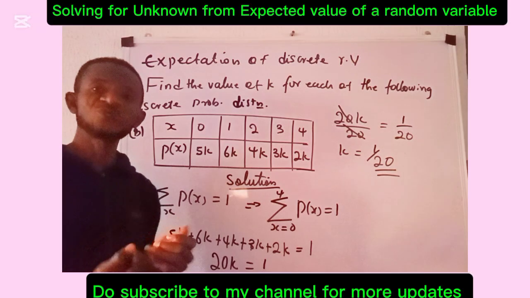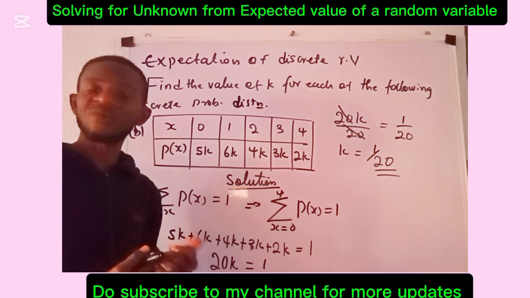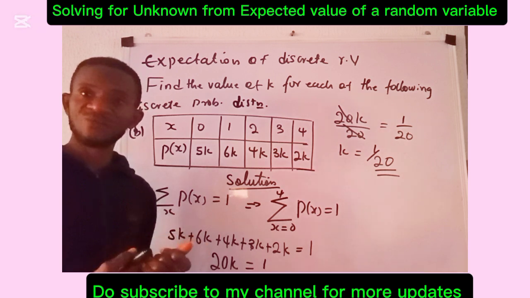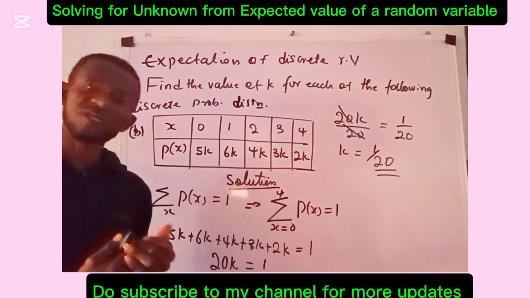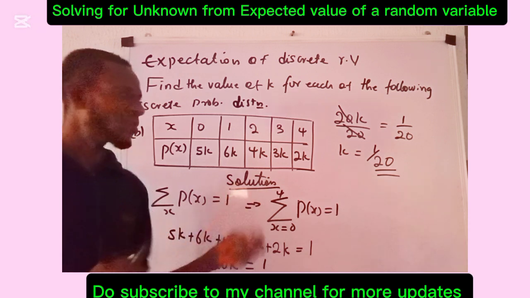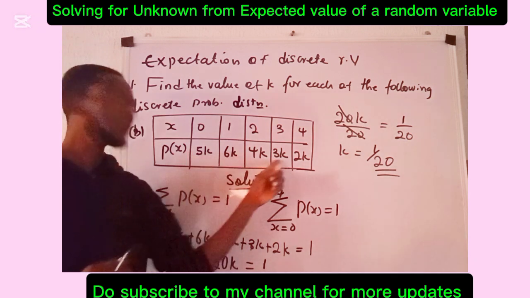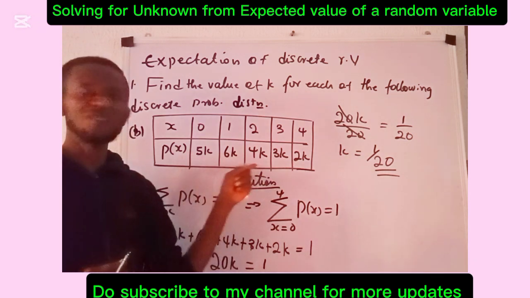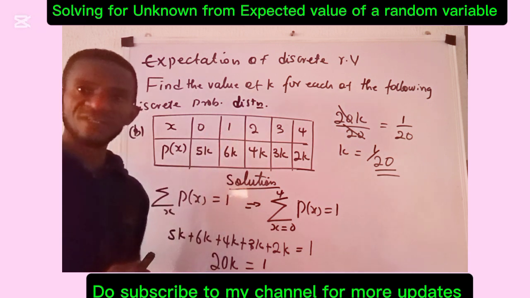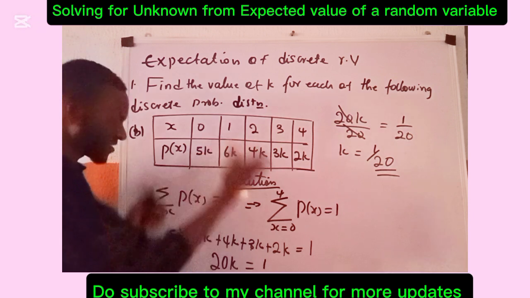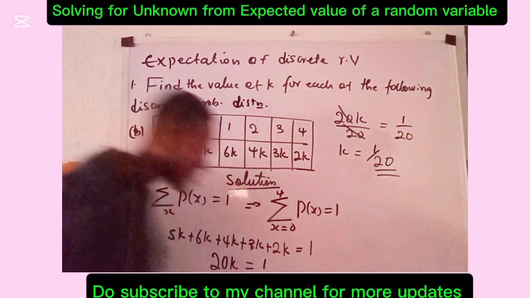It was easy for us to solve because we had the idea of the third property of a probability mass function, where the sum of the entire probability over the range is equals 1. Now let us look at a scenario where instead of the unknown appearing within the row of the probabilities, it appears within the row of the values of the random variable. So this is not difficult for now. So permit me to clean down the board while we take up some other questions to solve with you.